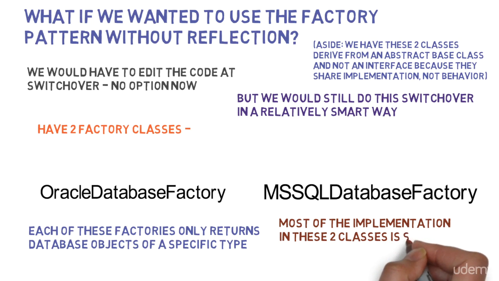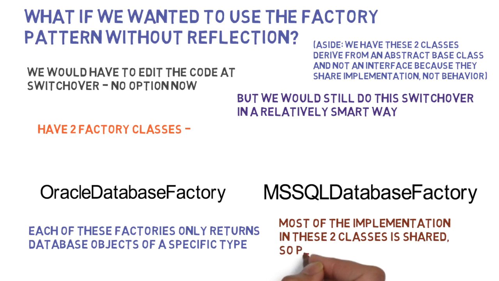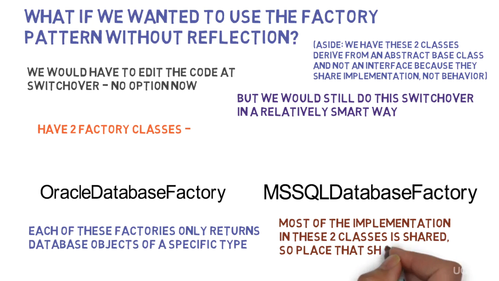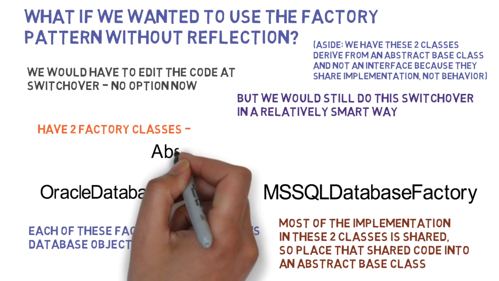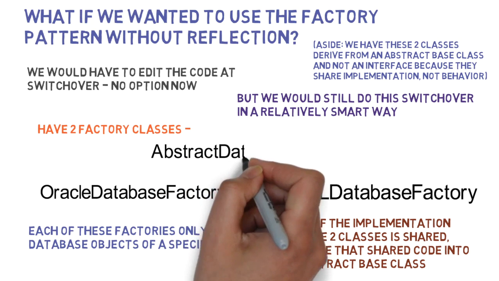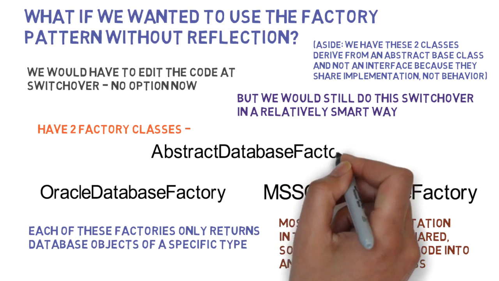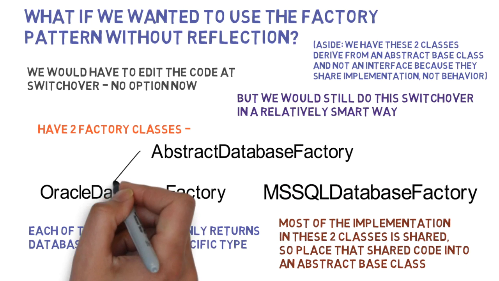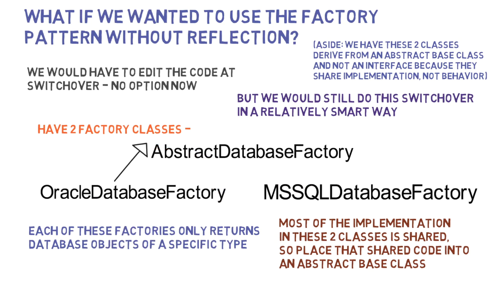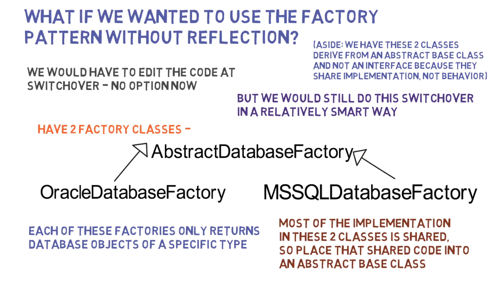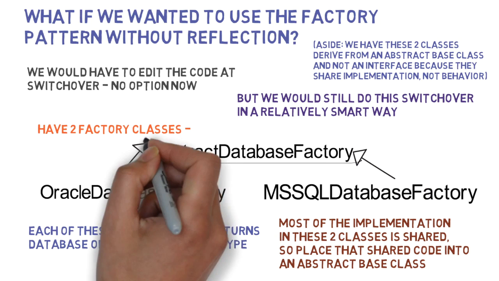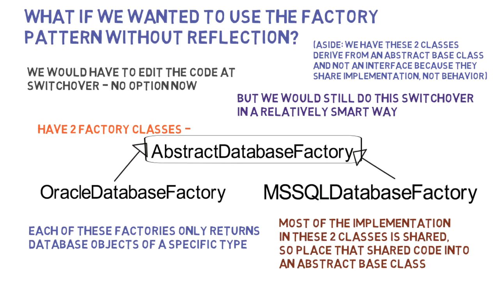Now, you can imagine that most of the implementation details in these two classes is shared. We pull all that shared code into the abstract base class and leave the Oracle Database Factory and the MS SQL Database Factory as light as possible. So this is what the hierarchy looks like. We have the Abstract Database Factory, and the Oracle Database Factory and the MS SQL Database Factory derive from that and share the implementation details which are pulled into Abstract Database Factory.